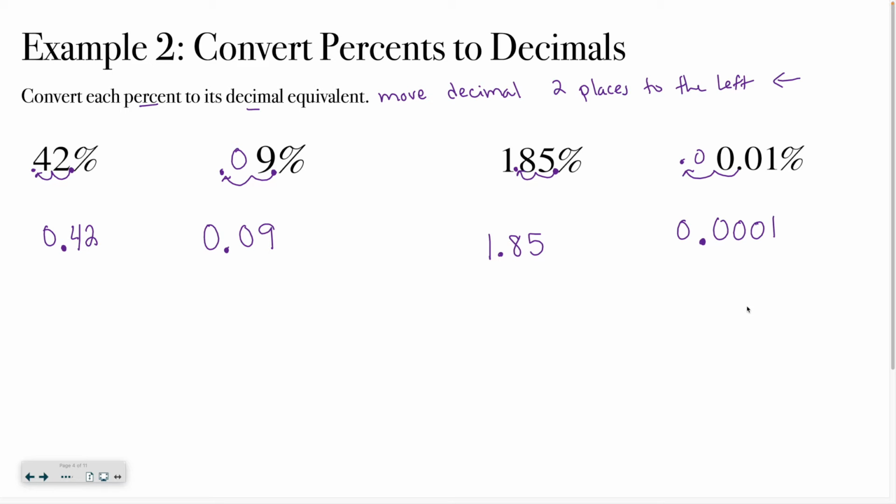So the biggest takeaways when you're changing from percent to decimal: move it to the left and get rid of the percent sign.